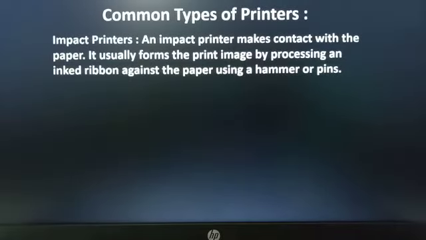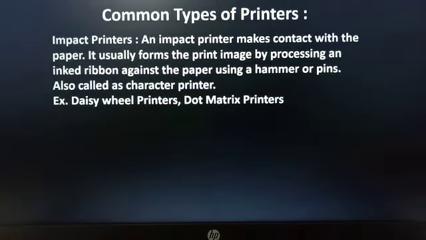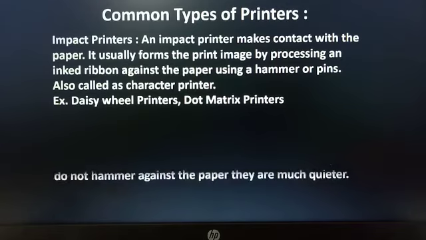Impact printer. An impact printer makes contact with the paper. It usually forms the print image by pressing an ink ribbon against the paper using a hammer or pins. It is also called a character printer. Examples of impact printers are daisy wheel printers and dot matrix printers.